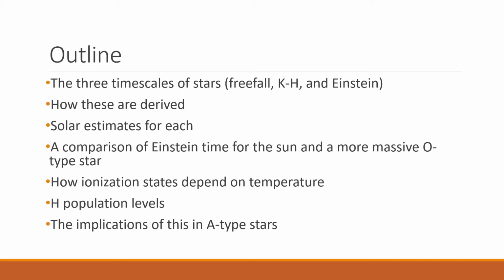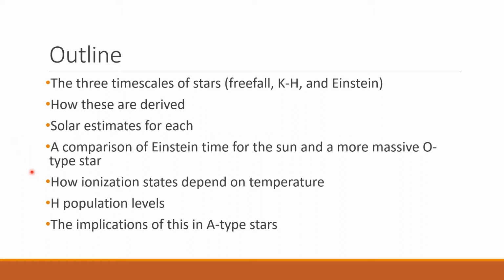To begin, I'll look at the three stellar timescales, the freefall, Kelvin-Helmholtz, and Einstein times. I'll derive each of them, and look at a solar mass for each time. We'll then focus on the Einstein timescale briefly for the Sun and an O-type star and see why they're different.